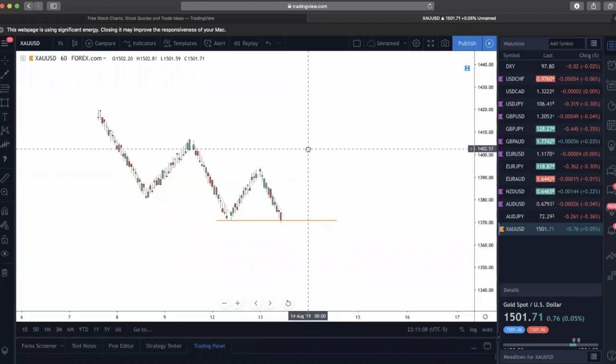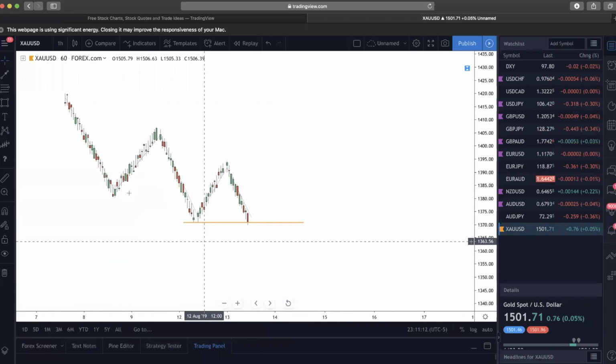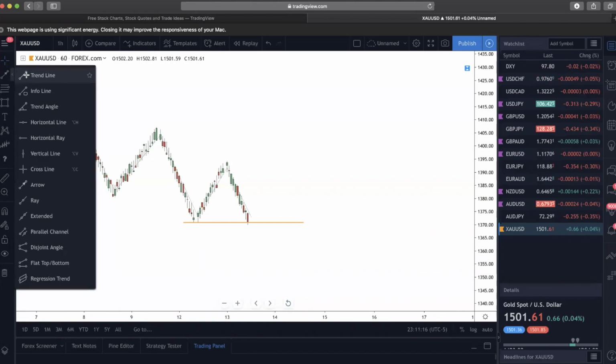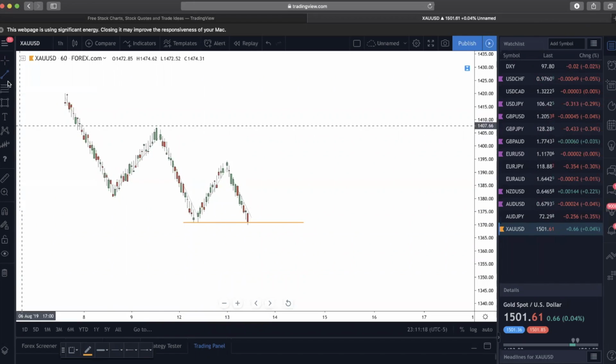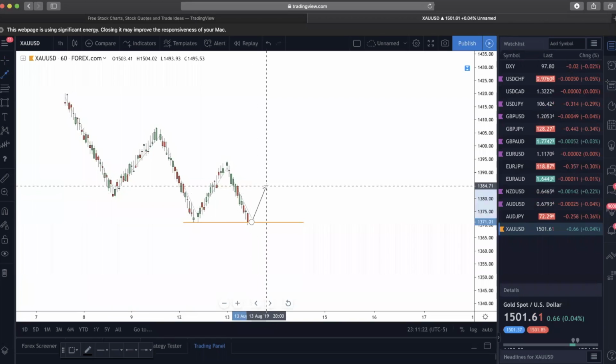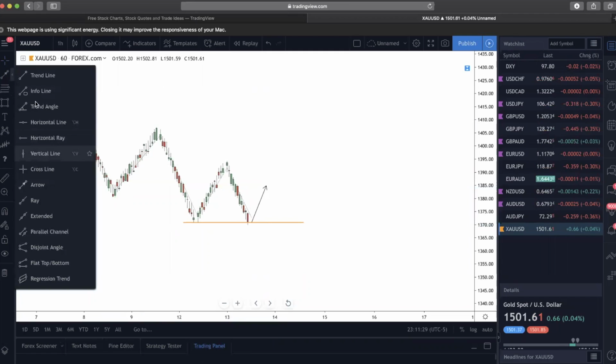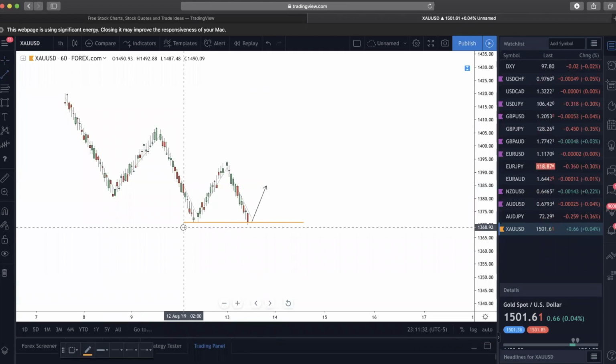And the institutions know this. They know how retail traders trade, and they know where their pending orders are, because that's just how every retail trader is taught to trade. So if we were buying this double bottom with the intention of price going up, we are going to have our stop losses below the low. Right here, we would be buying at that support.